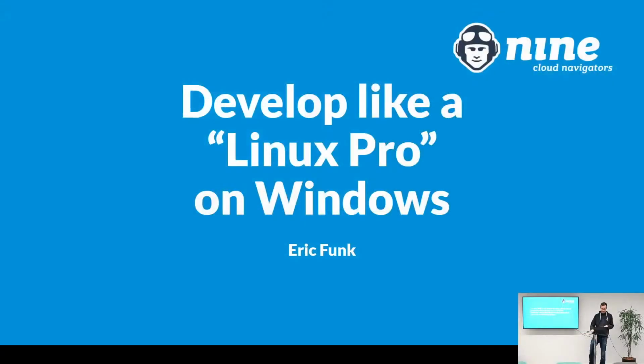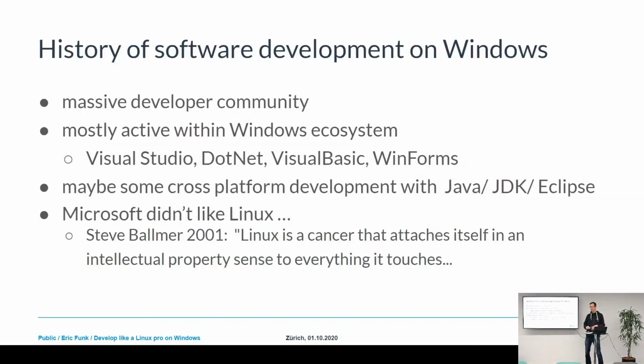Let's start with a bit of history. To the success of the operating system, Windows always had a massive development community. But it was mostly active within the Windows ecosystem, which traditionally meant Visual Studio, .NET, Visual Basic, WinForms, all that stuff that gives you the shivers today. There was always a little bit of cross-platform development, even back then with Java, JDK, Eclipse. But generally, Microsoft didn't really like Linux. Steve Ballmer even said Linux is like a cancer. So not really a good relationship.